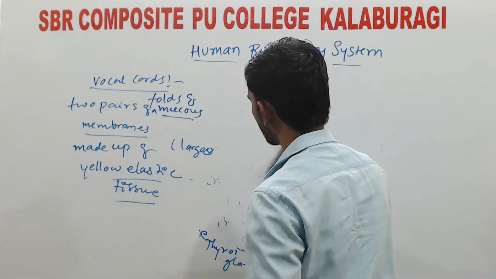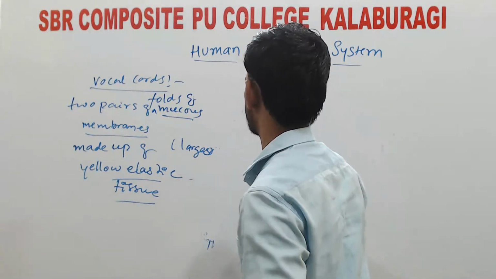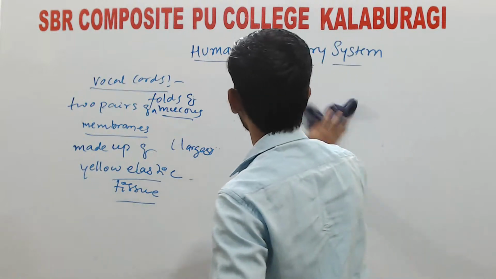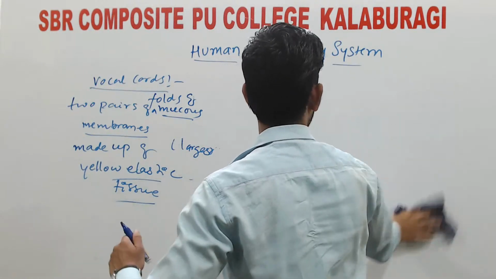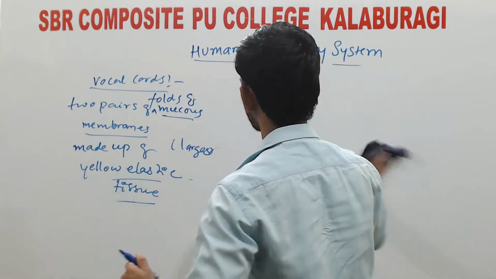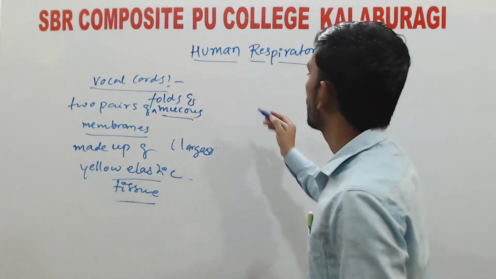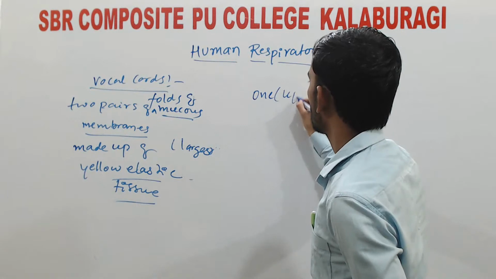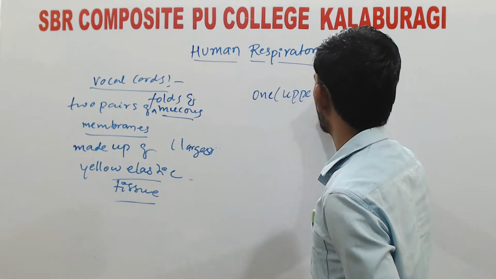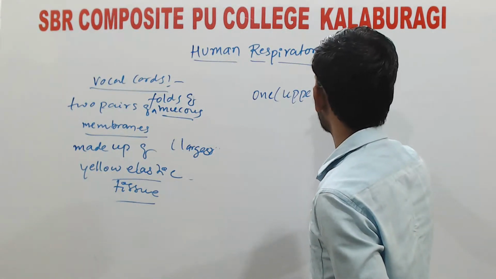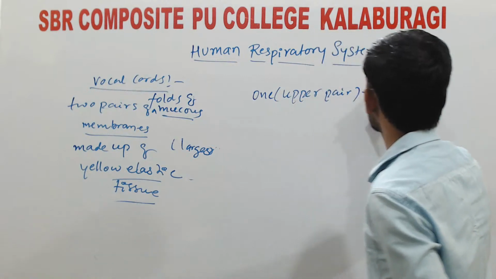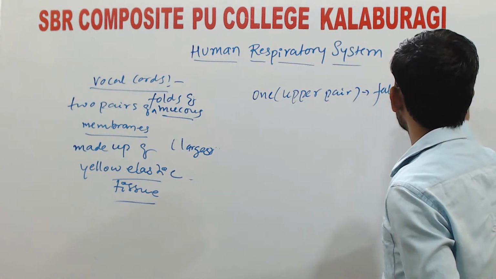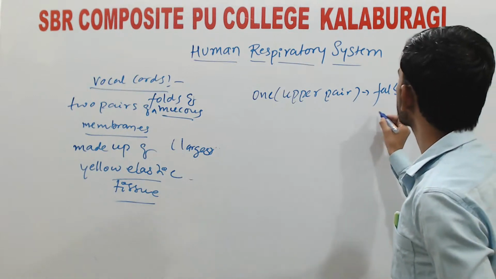What are those two pairs of vocal cords? I will discuss. These two are very important during sound production. The upper pair are called false vocal cords.